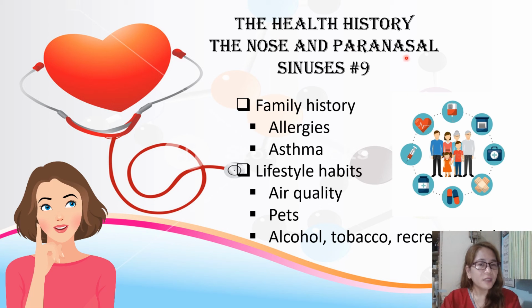Of course, part of your health history of the nose and paranasal sinuses is to check for the family history and lifestyle habits. Under family history, you can use your genogram again. You can check for the following: allergies, asthma. For the lifestyle and habits, you can check for the air quality, especially the environment of the client. Is the client living just inside the room, with no natural air? Pets, alcohol, tobacco, and recreational drugs.